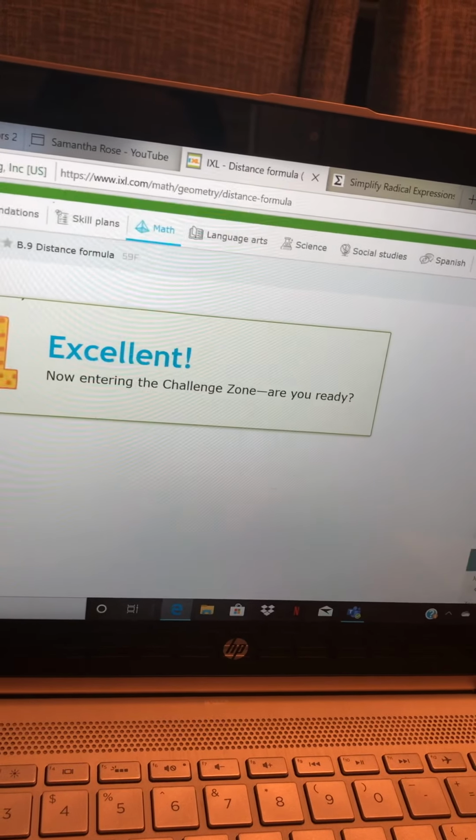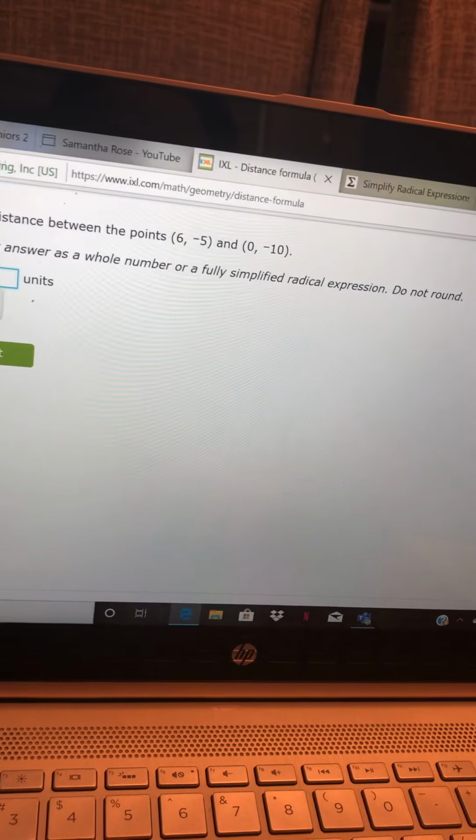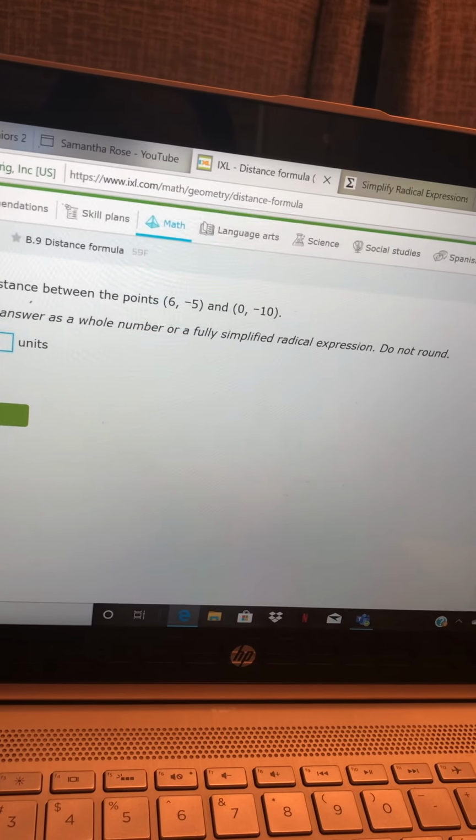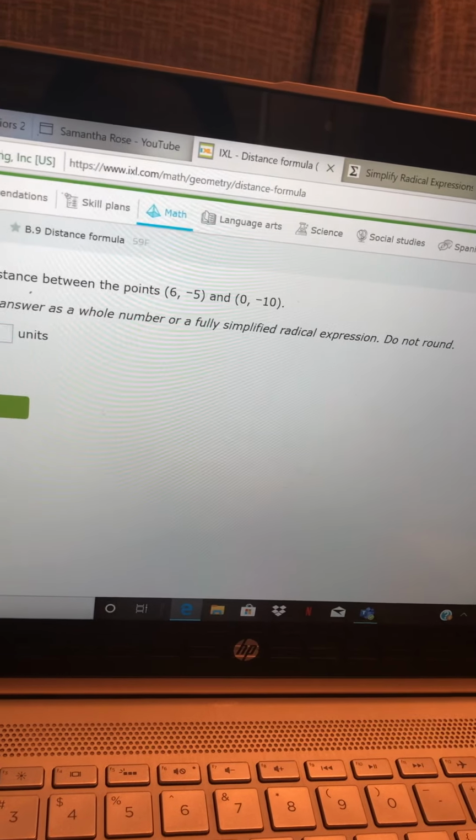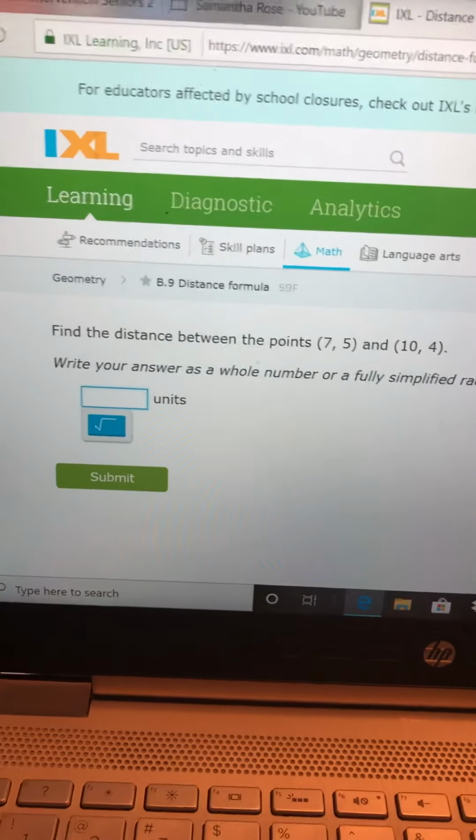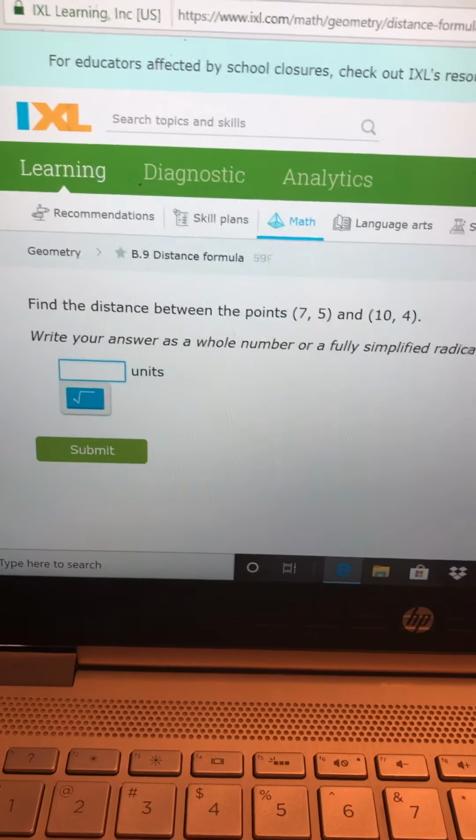This is the challenge zone. You only have to go to 80, and this has took me all the way up to 90. Alright, if you need help with anything, just message me and I can still help you if you still need help.